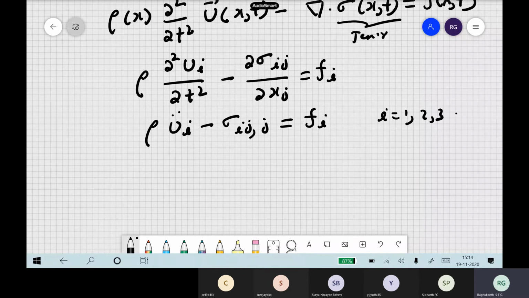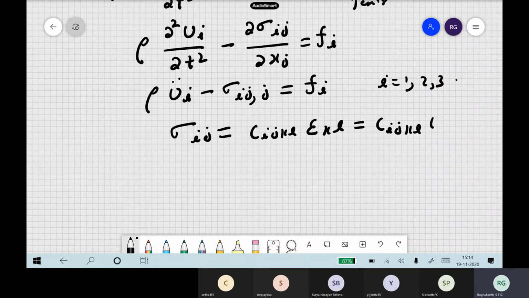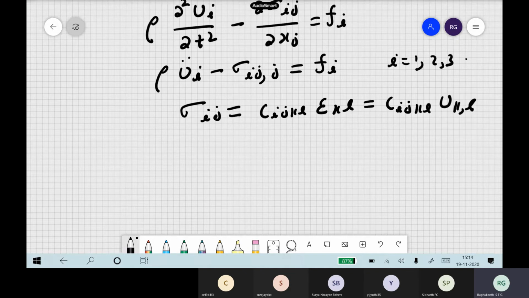So these are our equations of equilibrium, and of course we have the stress-strain relations also. So sigma_ij is C_ijkl epsilon_kl, or if you want to write in terms of displacements, we can write this as u_k comma l. Now in 3 dimensions, as I already told you, for finite element or spectral element, we start with weak form equations.